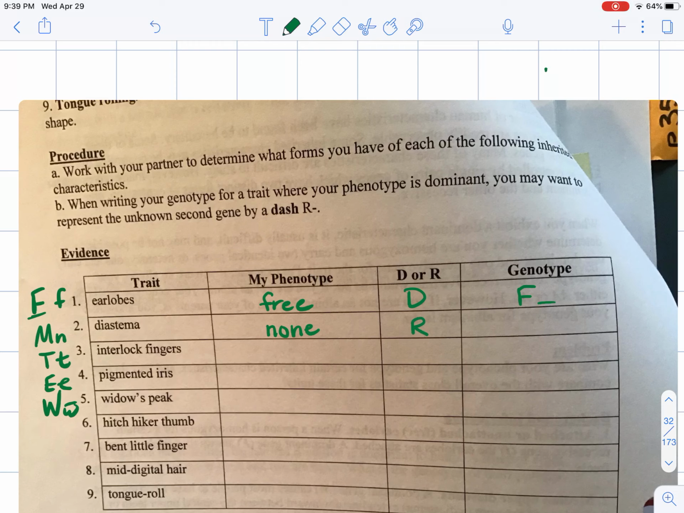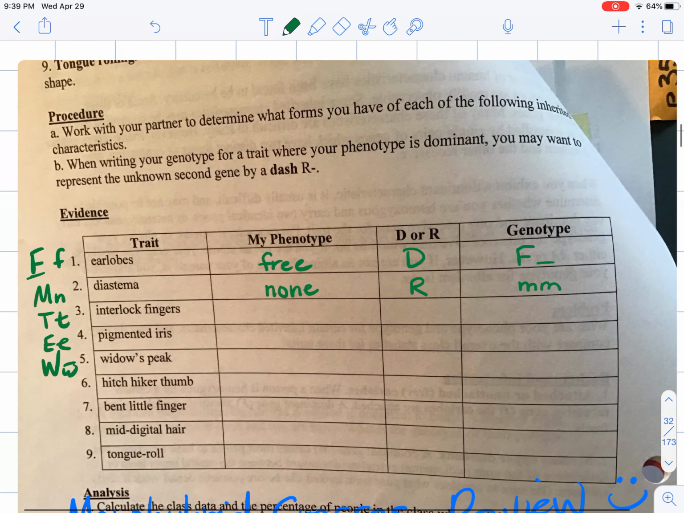For the diastema, if you don't have that space, the no diastema, that is recessive, not to have the space. Whatever you have that's recessive, and I'm just doing this for myself, you guys can fill these out for yourselves, and that will be a photograph of this data that you can take to submit as an assignment. But if you don't have the space between your teeth, you would be recessive, and you would know what your exact genotype is, because if you're recessive, you have homozygous recessive genes.